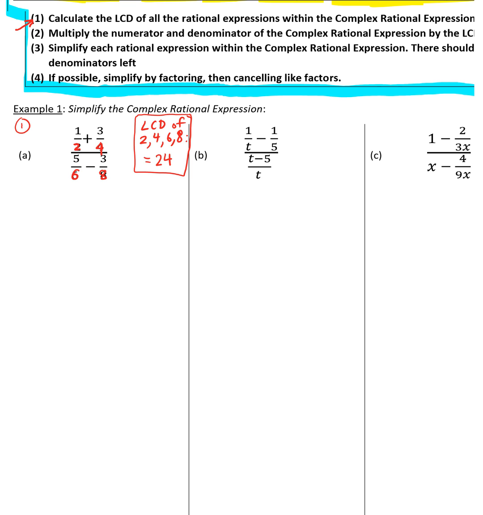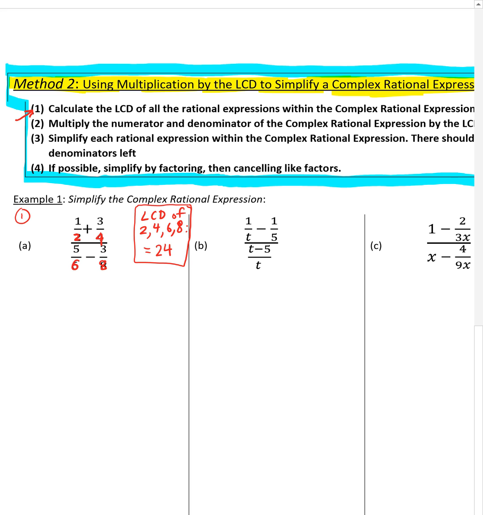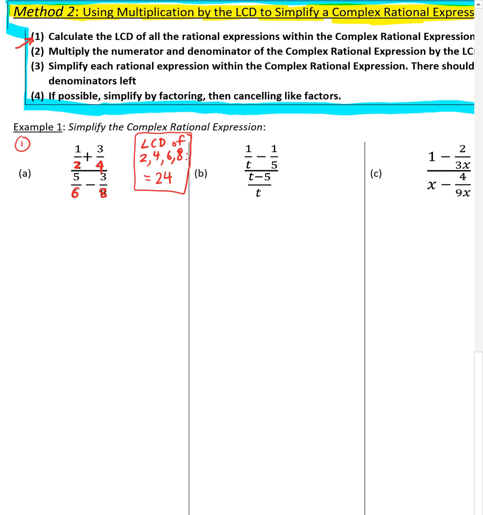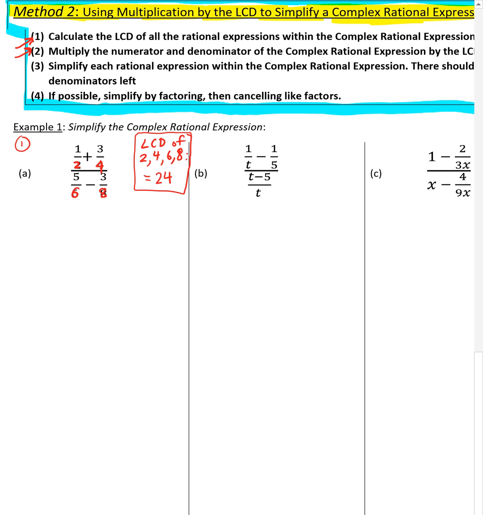Alright, so we've done step 1. We've just calculated the least common denominator of all the little denominators. And usually, I think this example is kind of extreme. Usually finding that common denominator is a lot easier. This one seemed more complicated for some reason, but it's usually fairly simple to calculate that LCD. Okay, now step 2. What does it say? What are we supposed to do with that LCD? It says you want to multiply the numerator and denominator of the complex rational expression by that LCD.